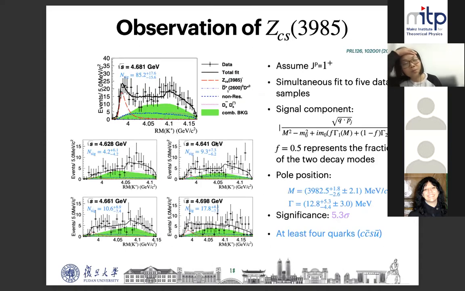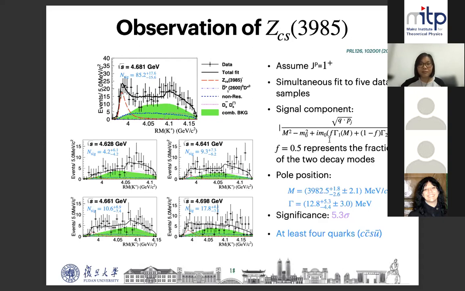So a simultaneous fit has been performed to the spectrum obtained from the 5 data samples with an assumed resonance. The quantum number is assumed to be 1+, and the signal component has been described by this formula, where the 2 decay modes of this Zcs have been taken into account. The pole position determined from the fit is listed here. The significance of the Zcs(3985) is determined to be above 5 sigma.